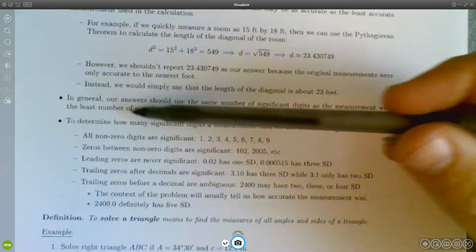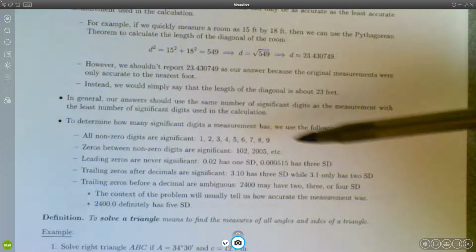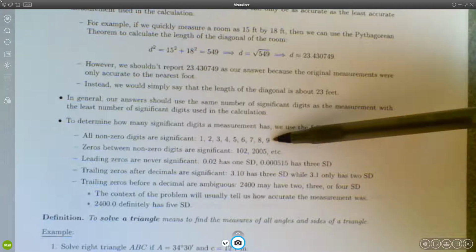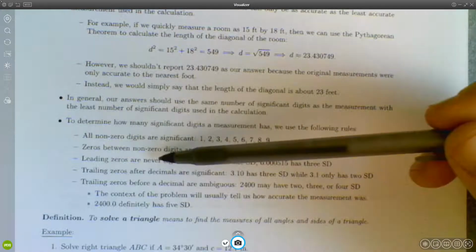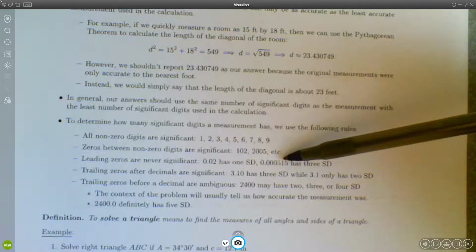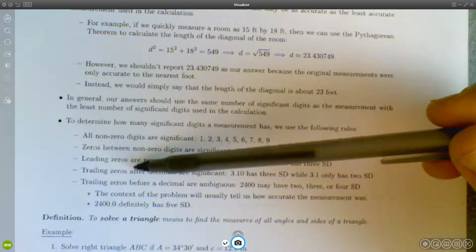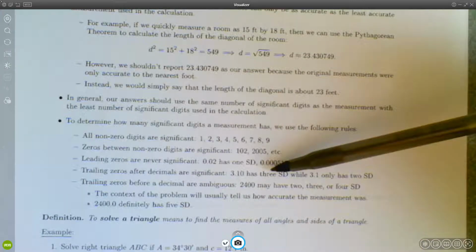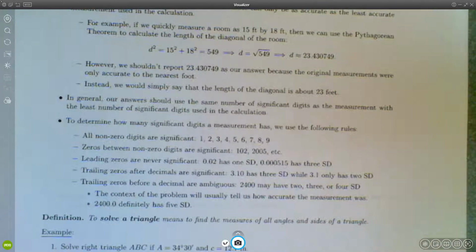To determine how many significant digits a measurement has, we use the following rules. All non-zero digits are significant. Zeros between non-zero digits are significant. Leading zeros are never significant, so 0.02 has only one significant digit, the 2. 0.000515 has only 3 significant digits, the 515. Trailing zeros after decimals are significant, so 3.10 has 3 significant digits, while 3.1 has only 2.